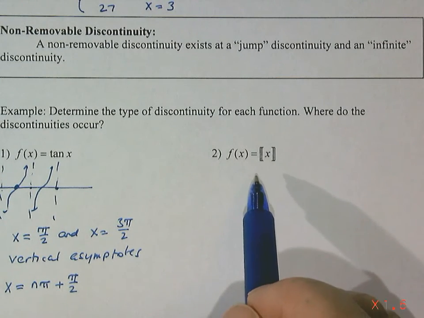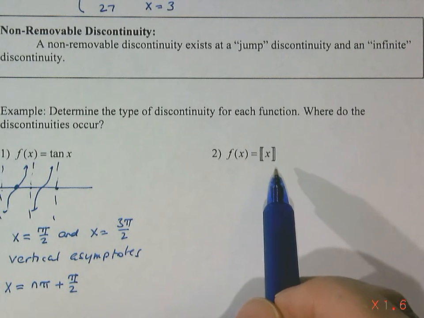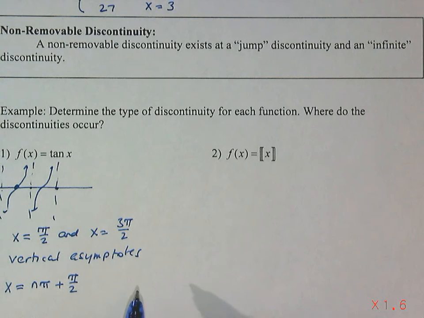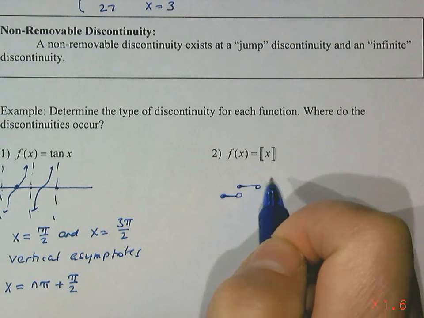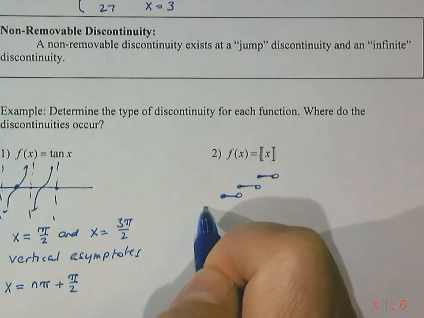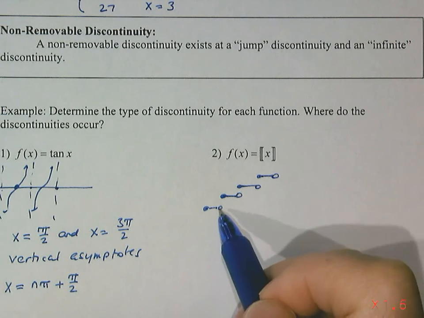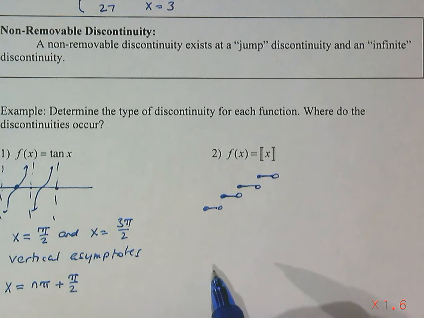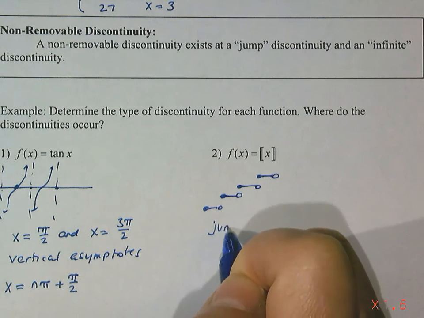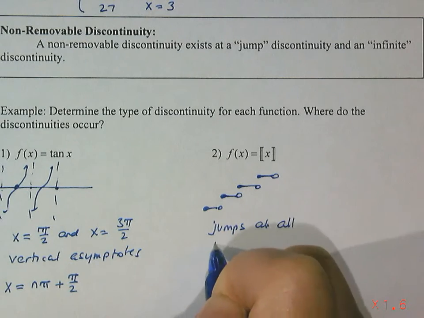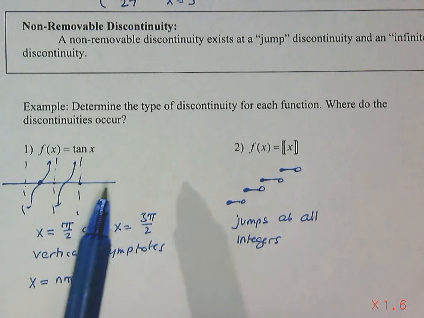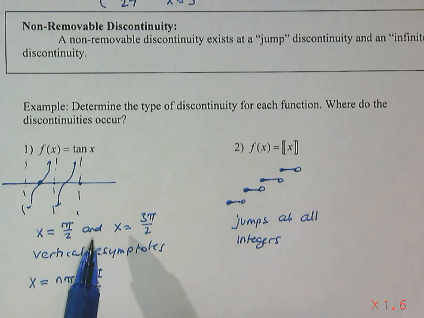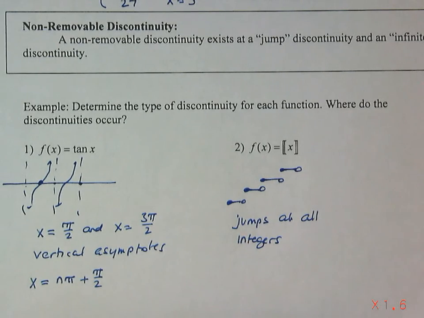If f of x equals greatest integer of x, some books put it like this, some books use different forms for representing it. It would graph like this. Any greatest integer function looks like this. So there's a jump. When you go from one value to another, there's a jump. So there's going to be jumps at all integers. And these are not the only examples for non-removable discontinuities. Anywhere that there's a vertical asymptote or anywhere that there's a jump, there's going to be a non-removable discontinuity.